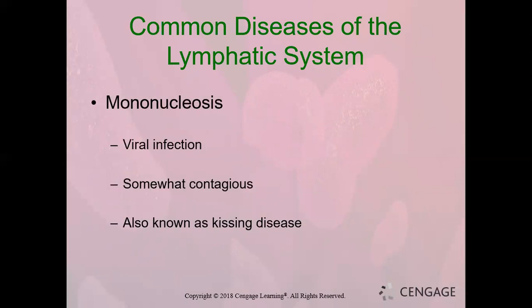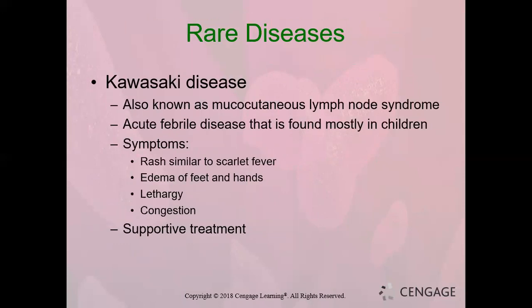Mono, we've touched on a little bit. This is a viral infection, also known as the kissing disease. Somewhat contagious. When I was in school, they talked about how it was very, very contagious. Kawasaki disease, you don't need to know about. It's not on your exam. I just left it in here because it's kind of interesting. It's a febrile or a fever disease that's found mostly in children. And they get a rash similar to scarlet fever, but their hands and their feet swell and they feel bad. There's not a lot they do other than supportive treatment, treating them feeling bad, any kind of fever that they might have.